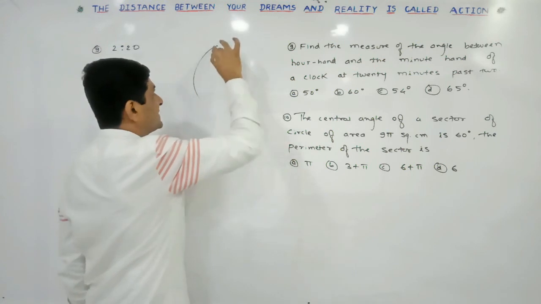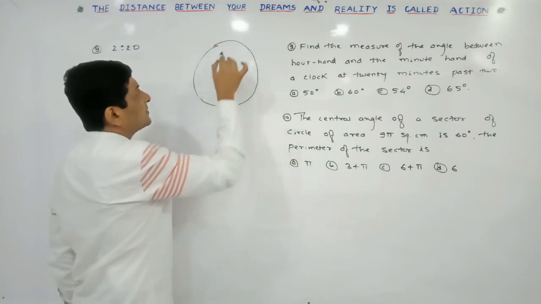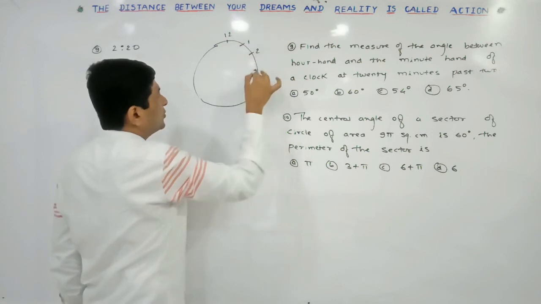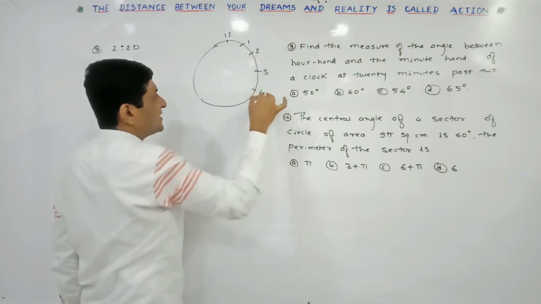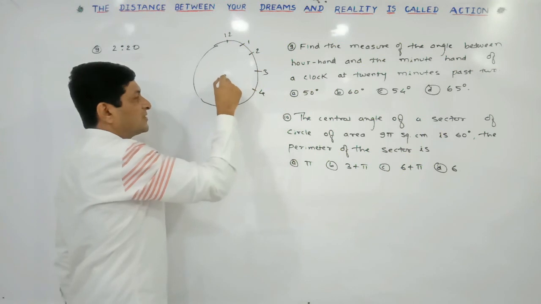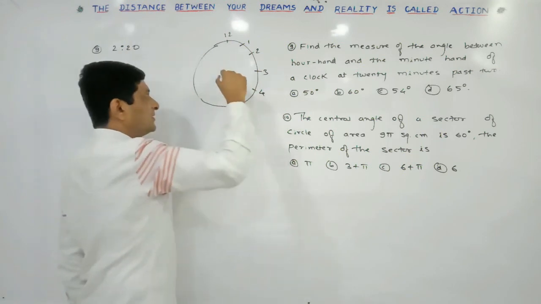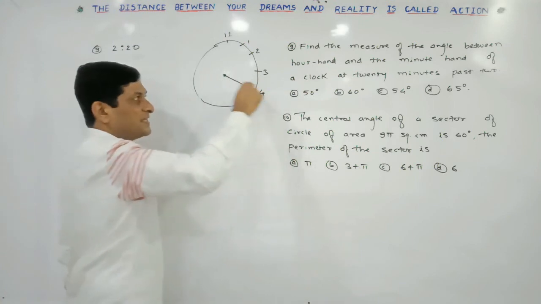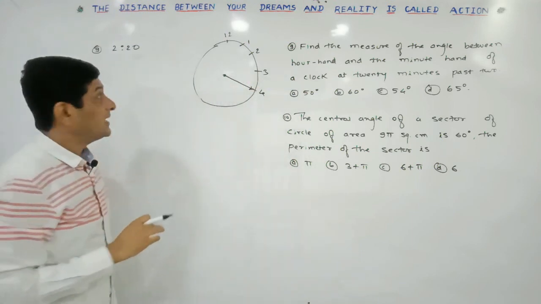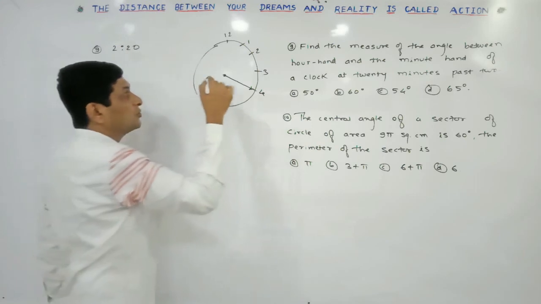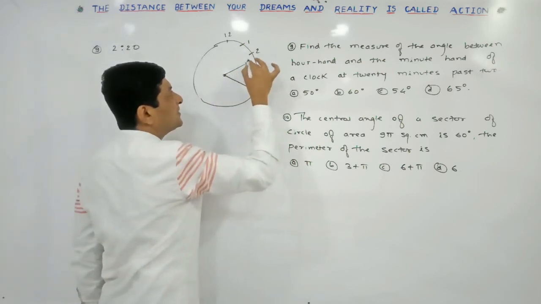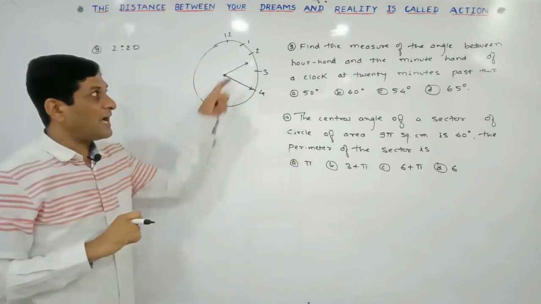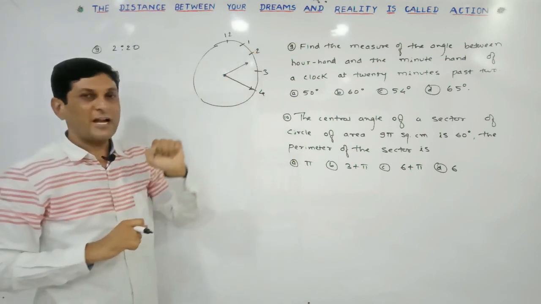So let us consider here one clock. Let this be mark 12, 1, 2, 3, and somewhere here we will get 4. So at 2:20 we can easily say that the minute hand of a clock is at mark 4, isn't it? And at 2:20 our hour hand is in between mark 2 and mark 3.